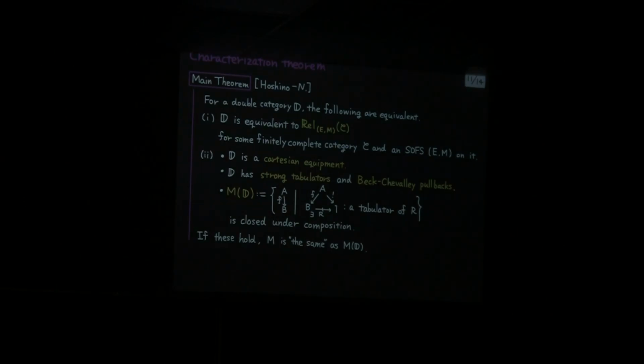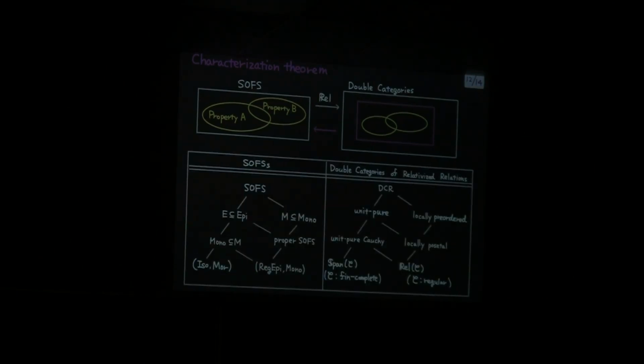Right, so let's move on. From another perspective, what we did is that we obtained the correspondence between stable factorization systems and double categories with suitable structures. So it is natural to desire some correspondences between properties on stable factorization systems and double categories of M relations. And here's a table of the correspondences. And in the next slide, I'm going to explain some of these correspondences.